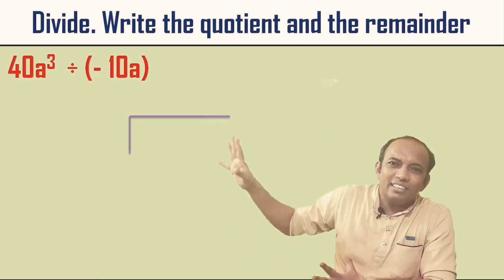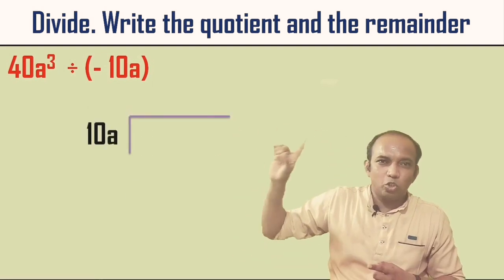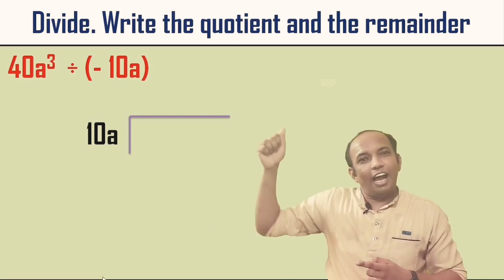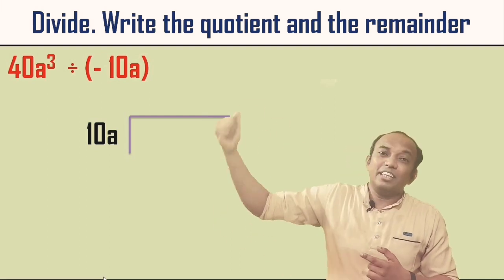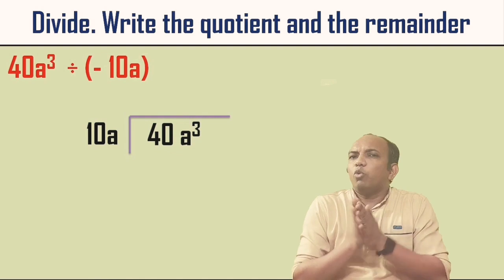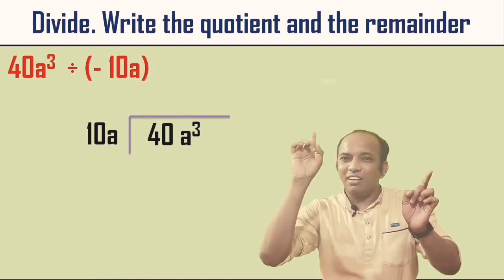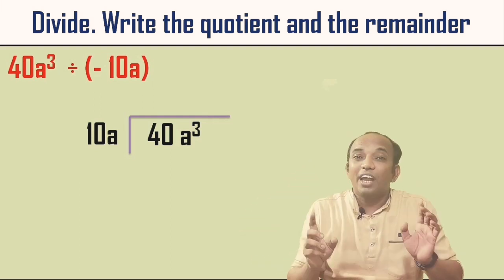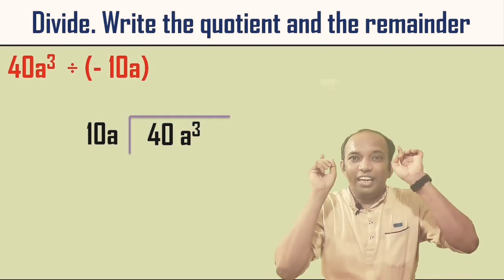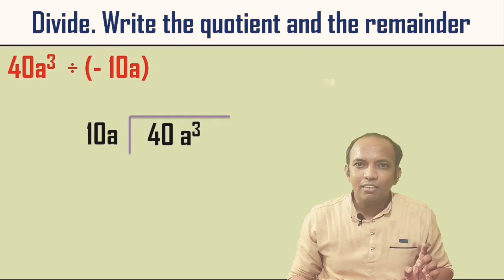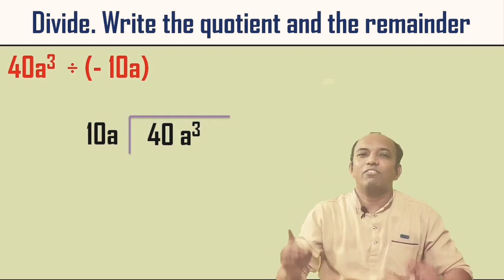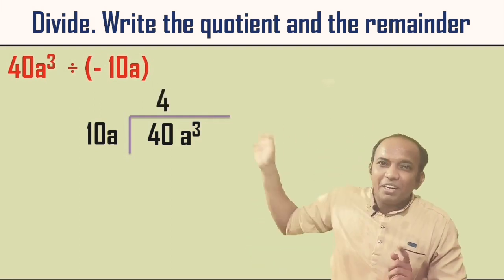According to the pattern, the divisor must be written outside. So 10a is the divisor and 40a cube is the dividend written inside the structure. Okay, what do we have to observe now? The number of the divisor and the number of the dividend. So what we have? 10 and 40. In 10's table, do we have 40? Yes, we have 10 for the 40. So 4 will be written first.